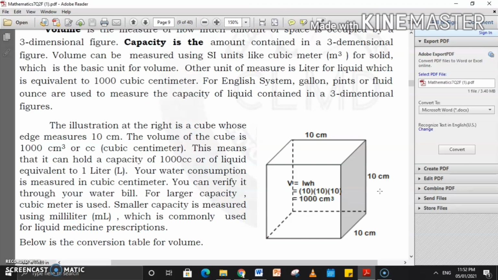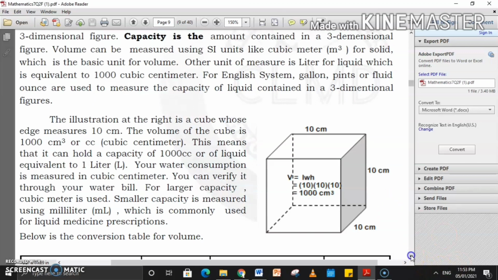Sa mas malaki namang capacity, cubic meter is used na. Small capacity is measured naman using milliliter since yun ang pinakamaliit na measurement for capacities. Ang pinakamalaki, kiloliter, which is commonly used for liquid medicine prescription. Halimbawa, inom ka ng syrup na gamot, painumin lang ng 1 ml, or 100 ml na gamot or vitamins.